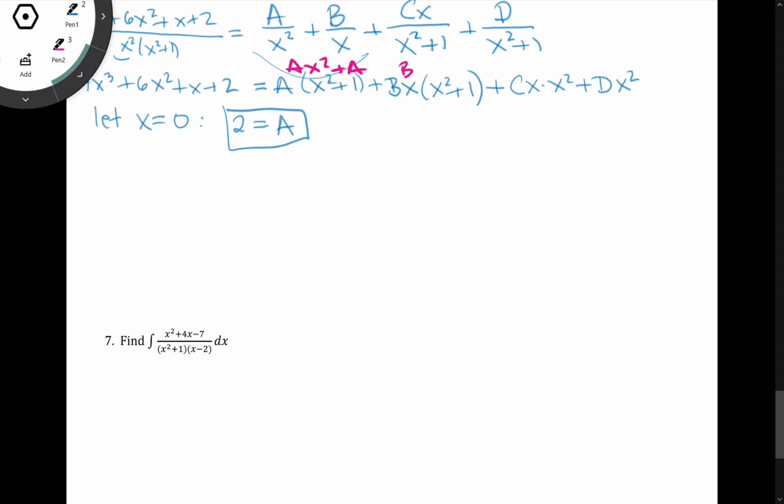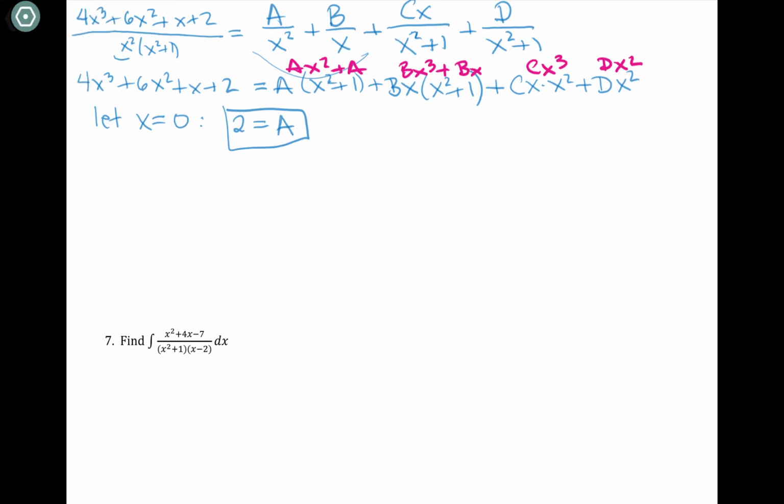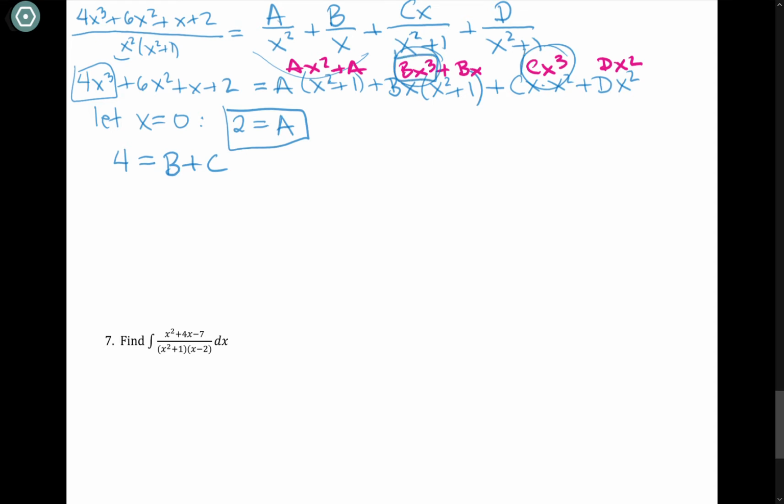And then I have a bx cubed plus bx, and then I have a cx cubed, and I don't need to write this one, but I will, and a dx squared. So notice, I can group together: the only x cubes are the bx cubed and the cx cubed, which means that 4x cubed has to line up with that. We don't even have to write the x cubed, we could just say the b and the c coefficients have to add up to the 4. So there's one piece of information. So now we've got the bx cubed, the cx cubed, and the 4x cubed matched up.